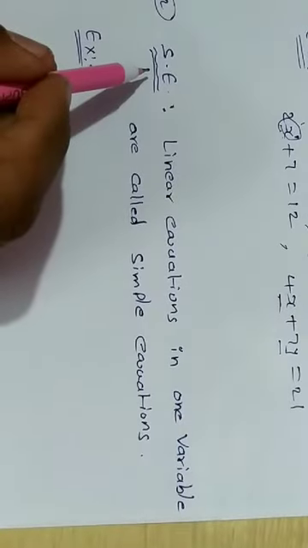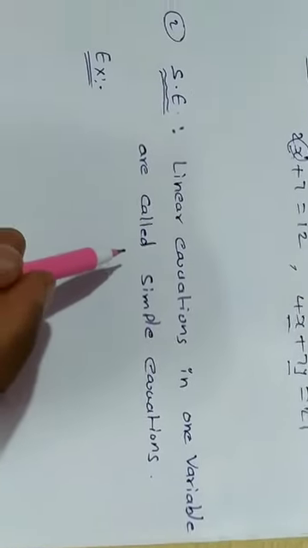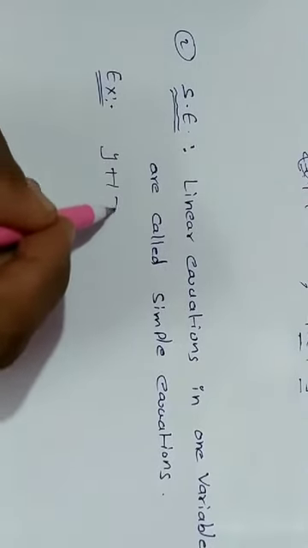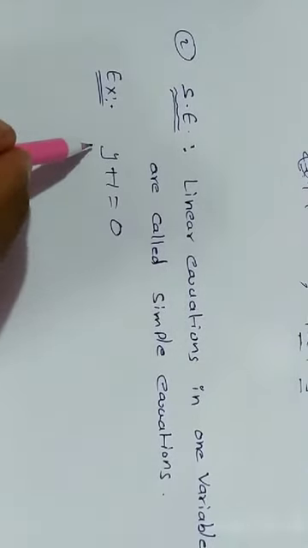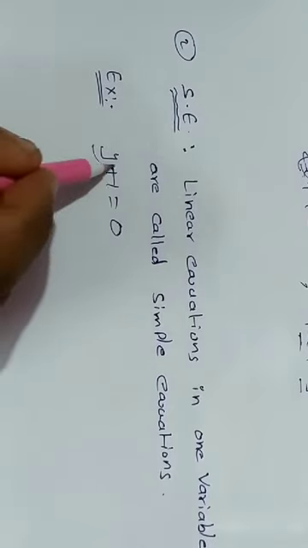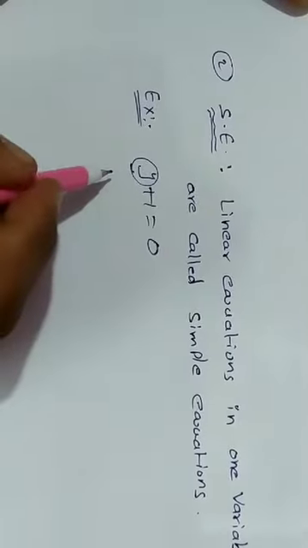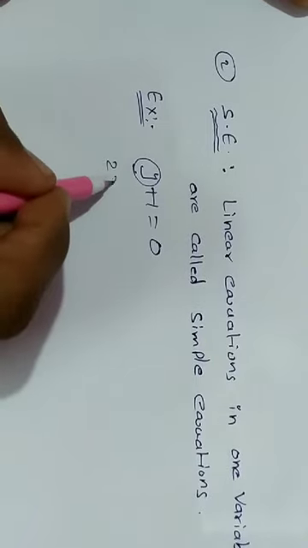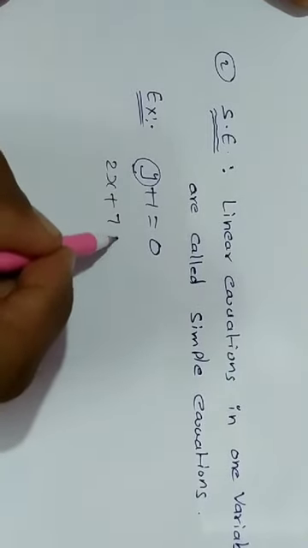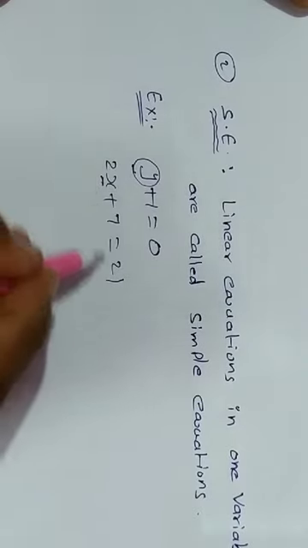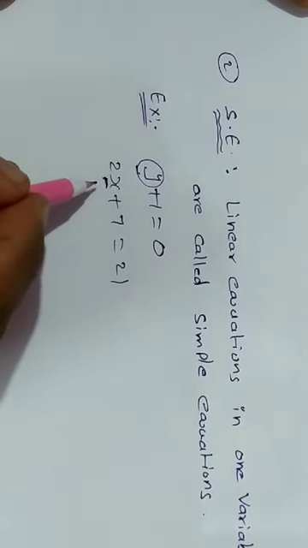So, simple equations have only one variable. For example, y plus 1 is equal to 0. It is a linear equation in one variable, that is y. It is a simple equation. Linear equations in one variable are called simple equations. And one more example, 2x plus 7 equal to 21. It is also a simple equation, because this equation has only one variable.